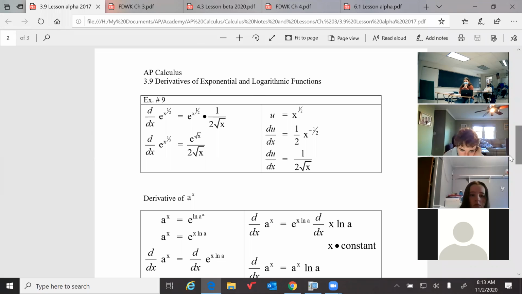Okay, we look like this. u is the exponent, which is x to the 1/2. The derivative of that would be 1/2 x to the negative 1/2, which is 1/2 times root x in the denominator. That's your derivative. So the question is, what's the derivative of this?